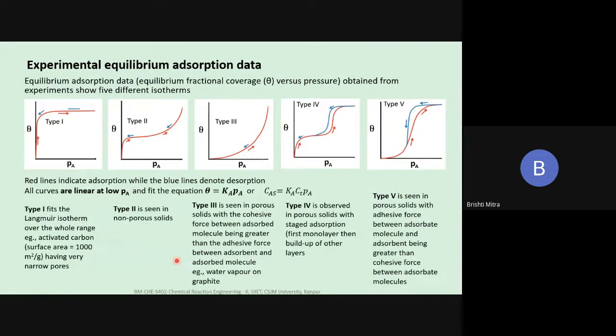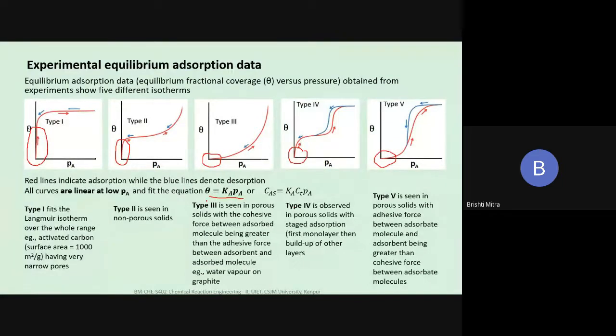Before I go into describing the others, I would like to also mention that at low partial pressures out here, you will see there is a linearity. The curves are all linear at this kind of a low partial pressure. Here, the partial pressure is low. In this case, also at low partial pressures. And in this case too, at low partial pressure, each of these curves are linear. That means theta is equal to Ka into Pa.